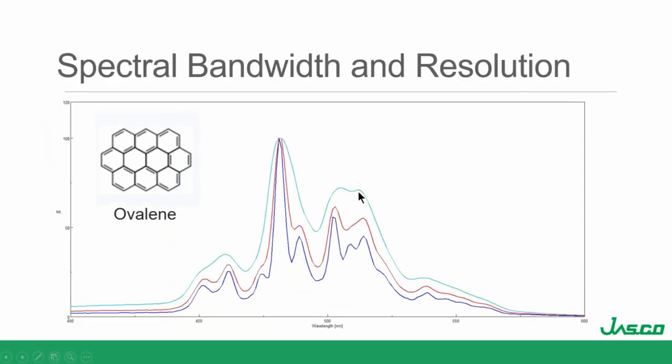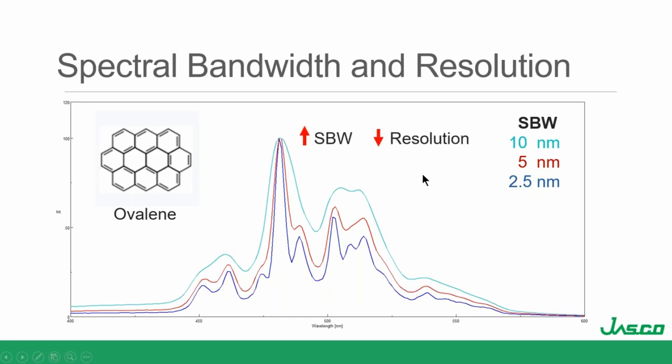I wanted to show you this example because it nicely illustrates what happens at different spectral bandwidths for a molecule, right? Molecular chicken wire, ovalene, that has huge structure, right? And you can see we just lose peaks, right? As we go to these bigger spectral bandwidths. So the larger the spectral bandwidth, we're definitely going to sacrifice resolution. You have to decide for yourself how important that is. So increased spectral bandwidth, big decrease in resolution.